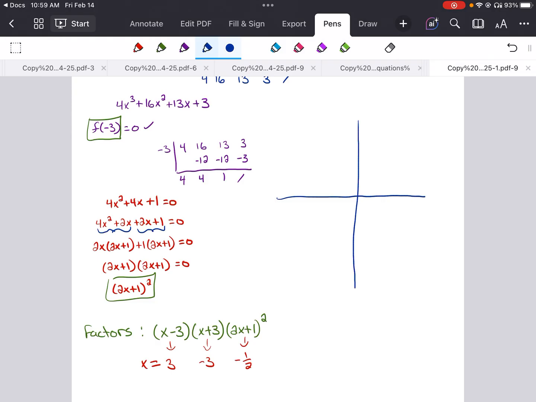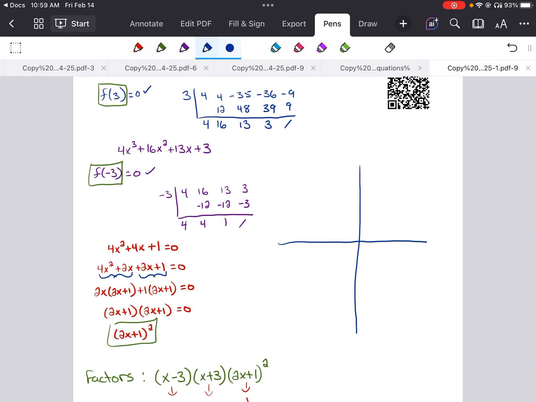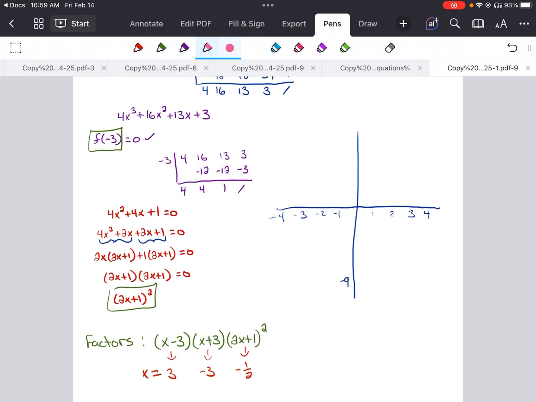So now we use our knowledge of graphs. When you're making your own graph, you don't have to have all the ticks. We just really need the pertinent information. Let's put in a few: 3, negative 4, let's go to 4 this way. And really the only y value that we know is negative 9, so let's just put it down here.